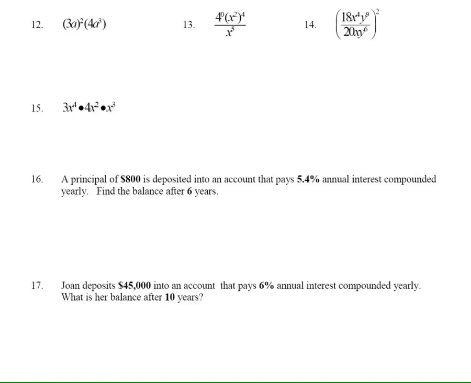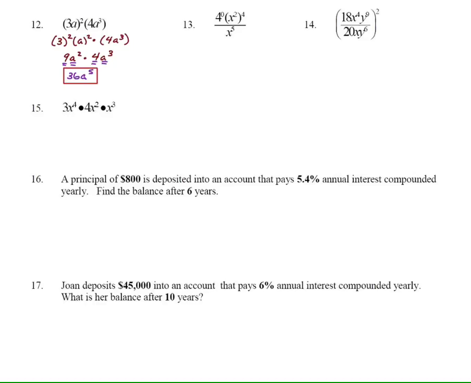12, I have 3a raised to the second power times 4a cubed. So what I would do is raise each part of the first quantity to the second power. So 3 squared and a squared, and I'm going to end up multiplying that by 4a to the third. So 3 squared is 9, a squared is a squared, so I end up with 9a squared times 4a to the third, which is 36a to the 5th.